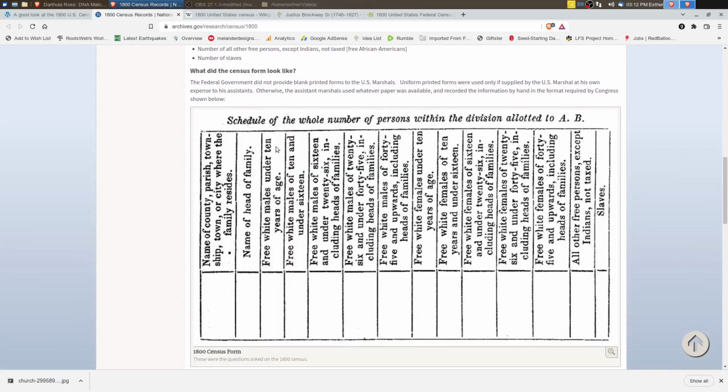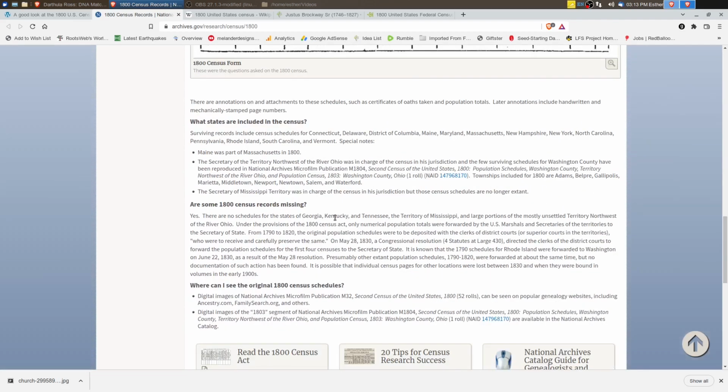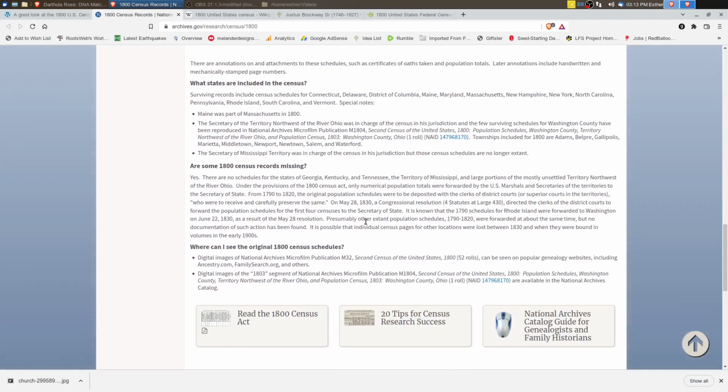So the form generally looked like this picture here on the webpage, although the U.S. Marshals had to supply their own paper, because they did not provide uniform printed forms unless the Marshals paid for them out of their own pocket. So they used whatever paper they could find in most cases. Once the census was completed, the counts were made and forwarded to Washington. And then the census forms were stored at the federal district courts in each location.